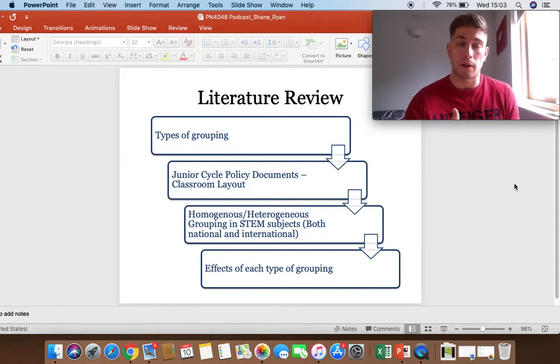So if we pair students with stronger students, or if we put a student with a weaker student, are we basically self-fulfilling their ability? So basically, the effects of the grouping.